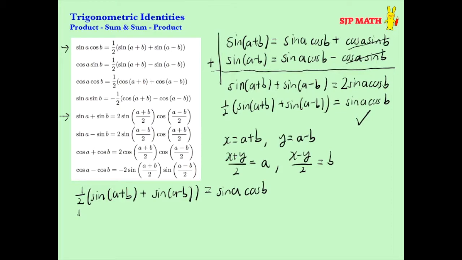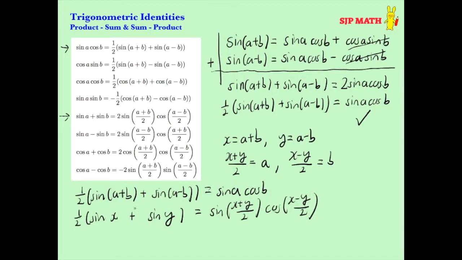So here, let's rewrite this. Here a plus b is equal to x, so we're going to write x here instead. And a minus b is equal to y, so this is sine of y. And a is equal to x plus y over 2, so this is sine of x plus y over 2. And b is x minus y over 2, so cosine of x minus y over 2.